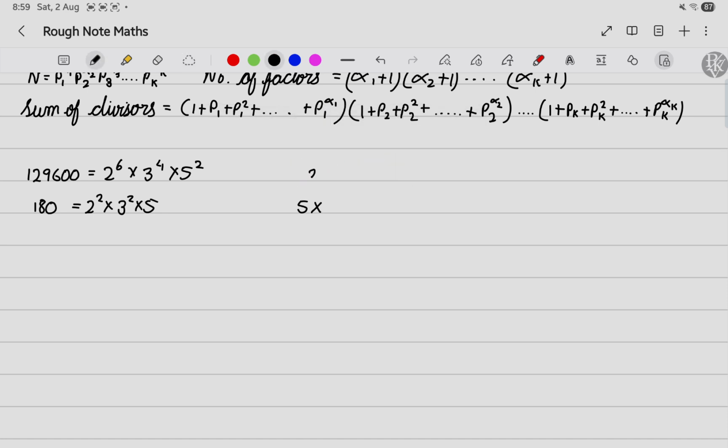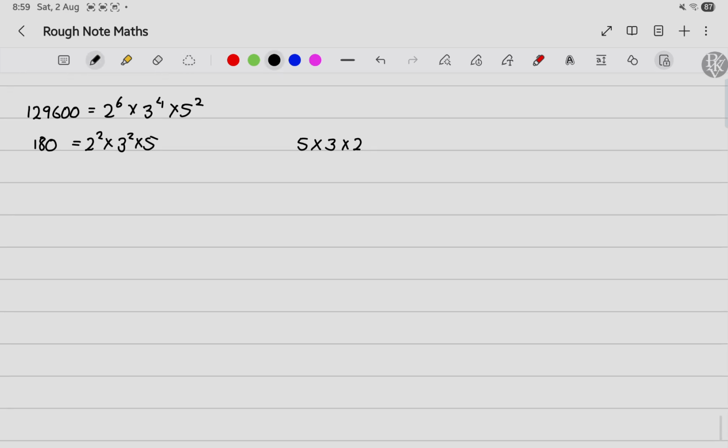Similarly, for 3, there are 3 raised to 2, 3 raised to 3 and 3 raised to 4 as our options. So there are 3 options here. The next is 5, and for 5 we have 5 and 5 square. So we got 2 options here. Alright, so the total number of factors of 129,600 that are divisible by 180 will be equal to 30.